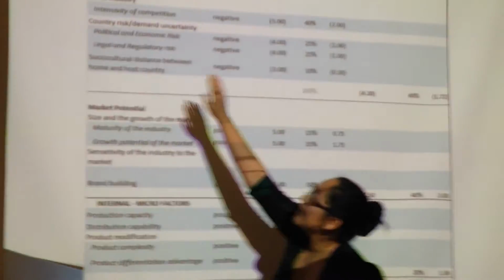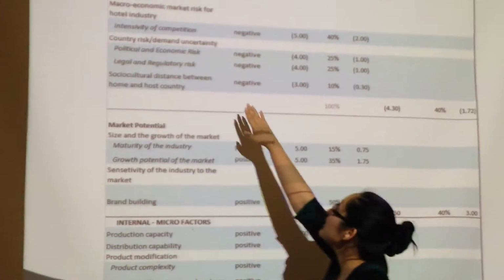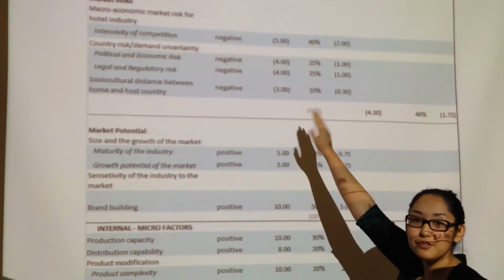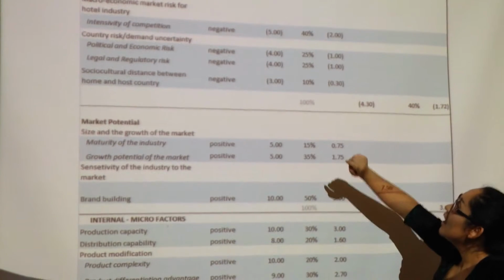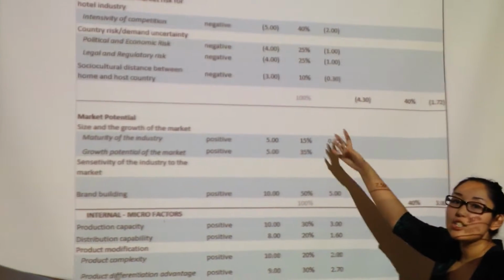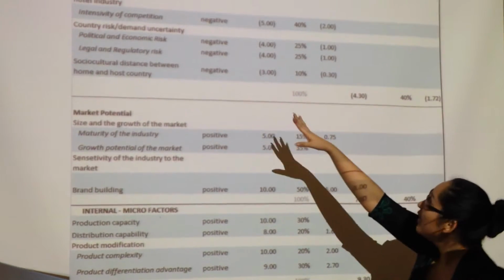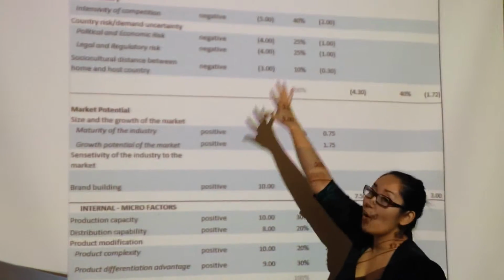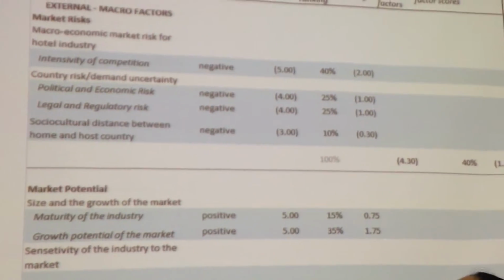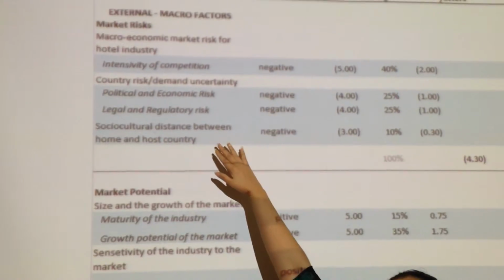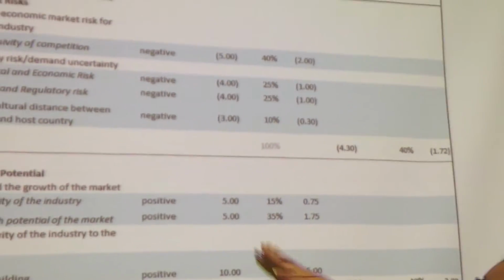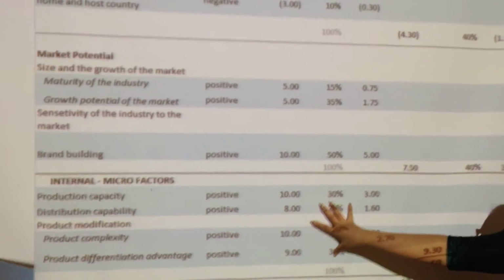For example, the intensity of the competition in Colombia in the hotel industry we said was -5 out of 10, with -10 being the highest, the most risky. And we did say that that's 40% of weight out of all the macro risks, because we believe that it's a little bit more important than, let's say, legal and regulatory risk for our case. And we did exactly the same thing with the potential and micro factors.